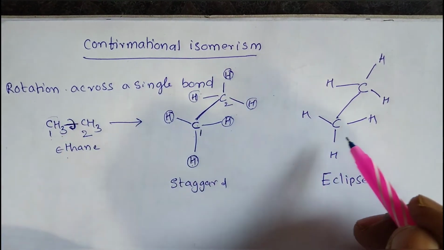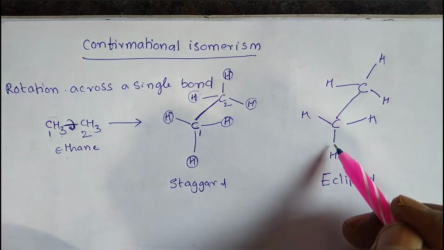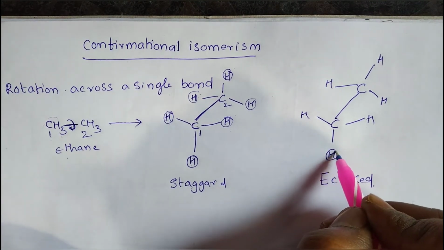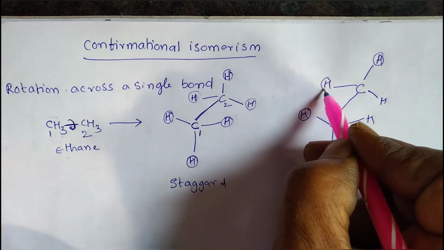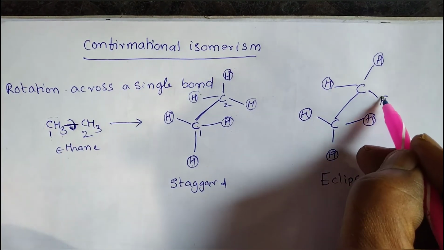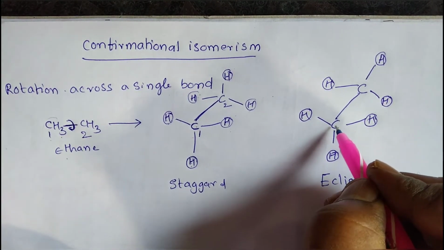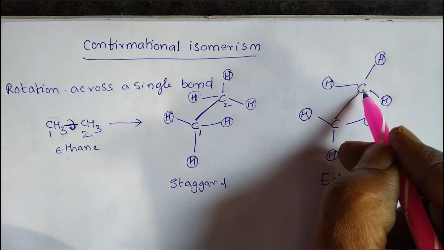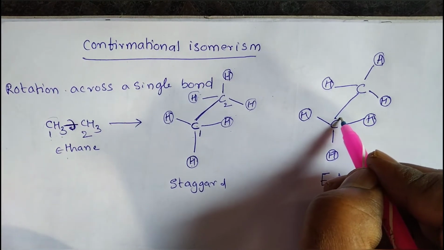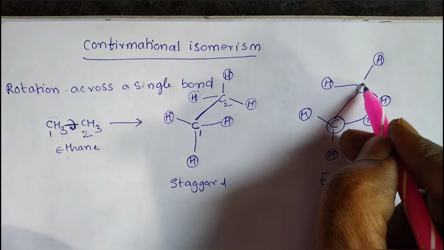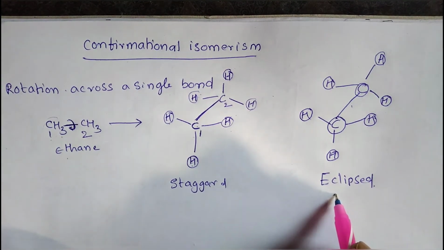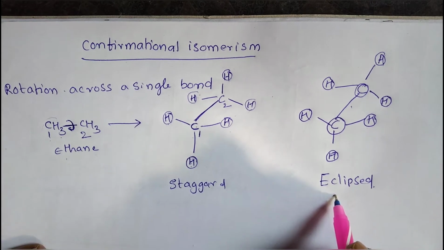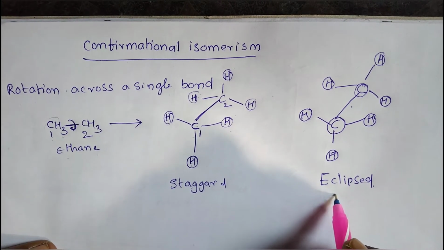But in this structure, if you observe, this hydrogen is exactly at the back of this hydrogen, and this hydrogen is exactly at the back of this hydrogen, and this hydrogen is exactly at the back of this hydrogen. That means once we arrange the rotation so that this carbon's hydrogens are exactly behind, that conformer is called the eclipsed conformer.